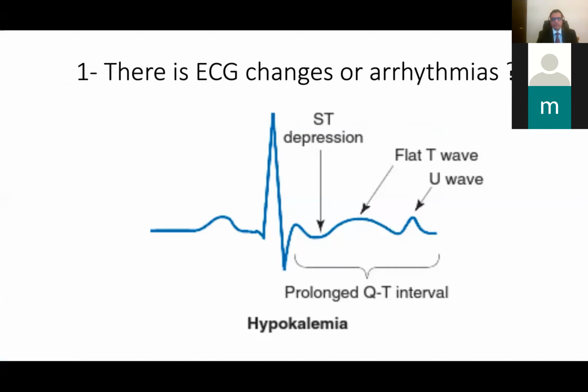So these are the ECG changes or the arrhythmias caused by hypokalemia, starting with ST depression, flattened T wave, U wave, and ending with prolonged QT interval. This might again lead the patient to have fatal arrhythmias if not treated early. So: flattened T wave, U wave, ST depression, and prolonged QT. Prolonged QT is one of the most important and common findings in hypokalemic patients.